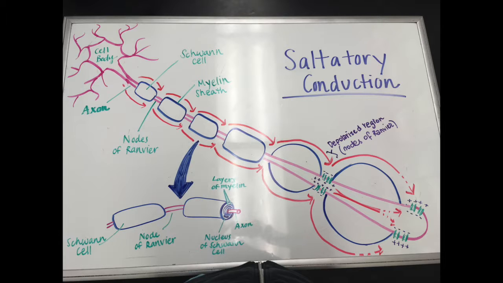These adaptations allow for saltatory conduction, which is when the action potential seems to jump from node to node across the axon. So what happens is the current produced during the rising action of the action potential travels from one node to the other, where the membrane is depolarized and the action potential is triggered again.